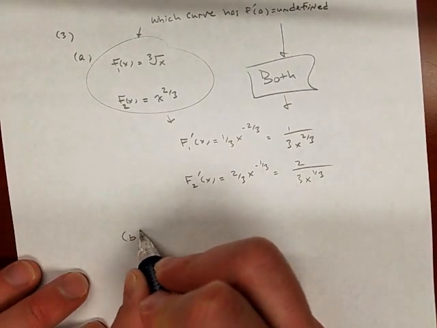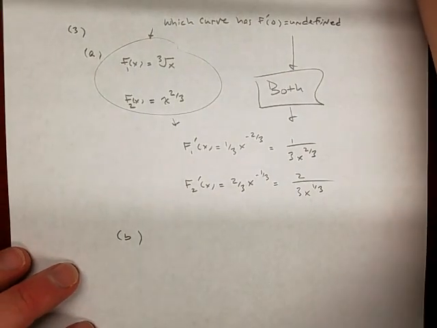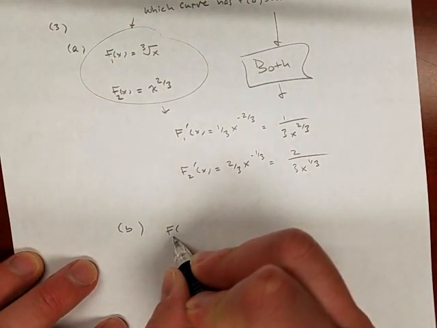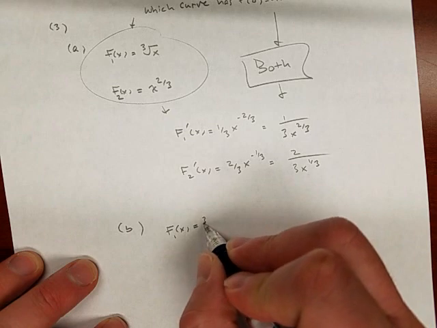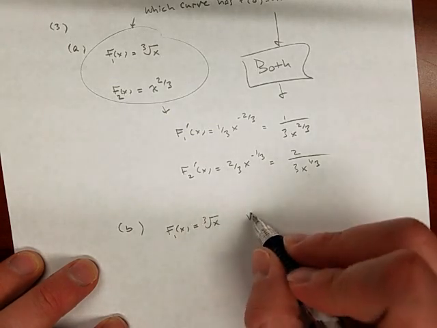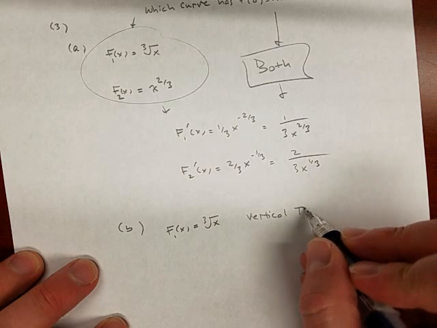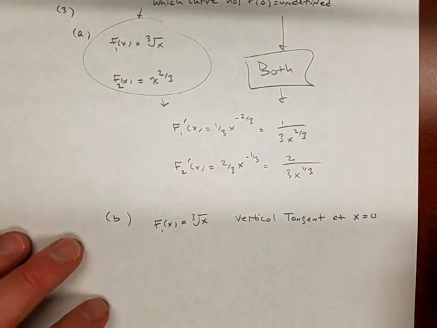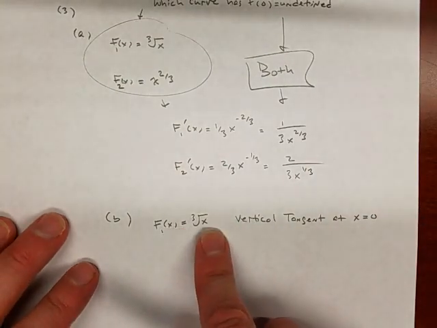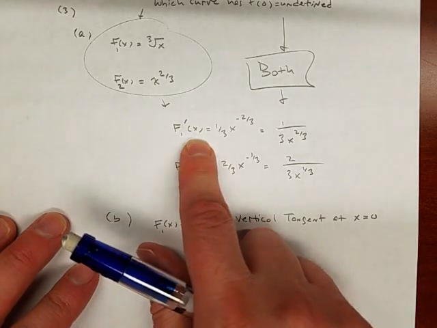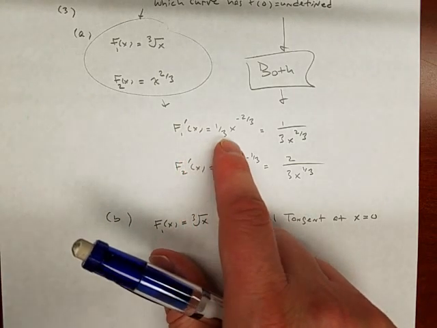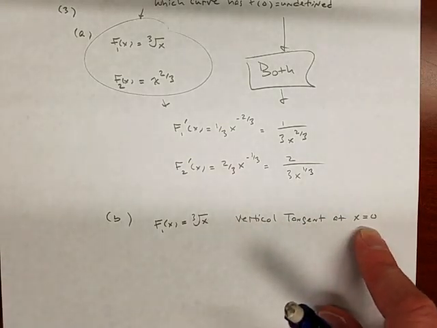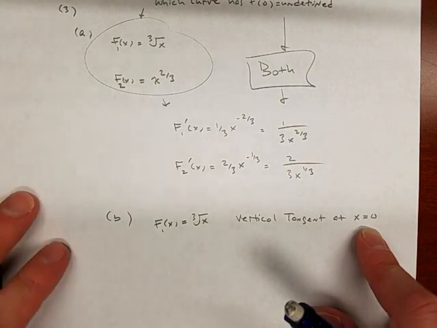So for B, the way the question is stated in the lesson, which curve has a vertical tangent at 0? Let's say this: f1 of x, being the third root of x, has a vertical tangent at x equal to 0. Here's the reason. The derivative tells me the slope of the curve. If the derivative, being the slope, goes to infinity at this point from either direction, an infinite slope is like saying it's vertical.